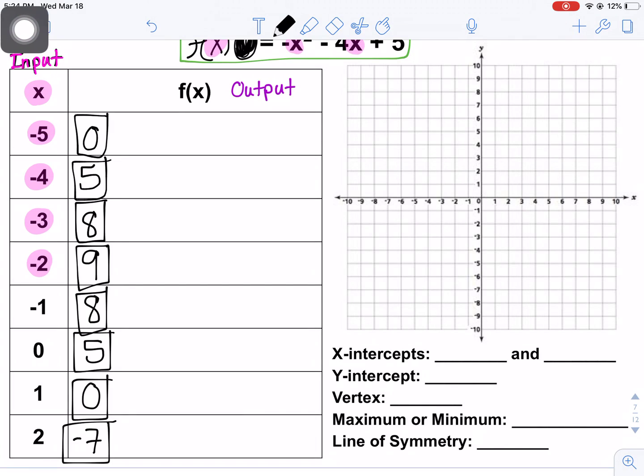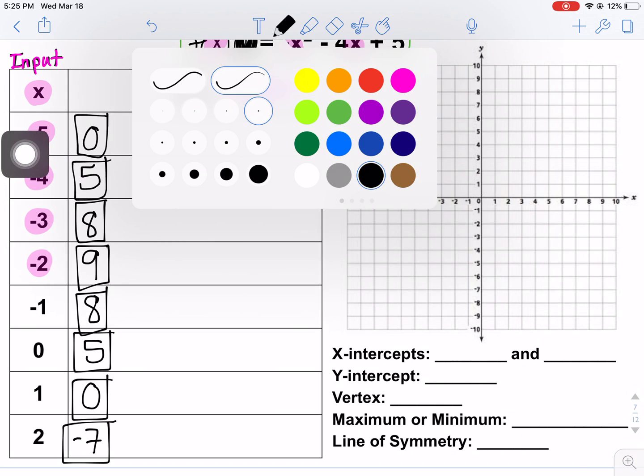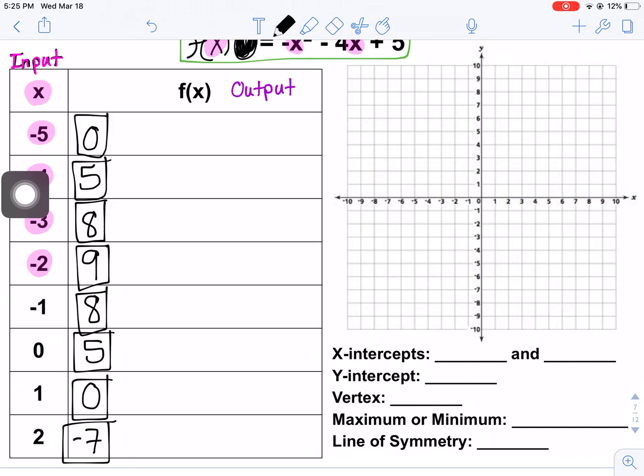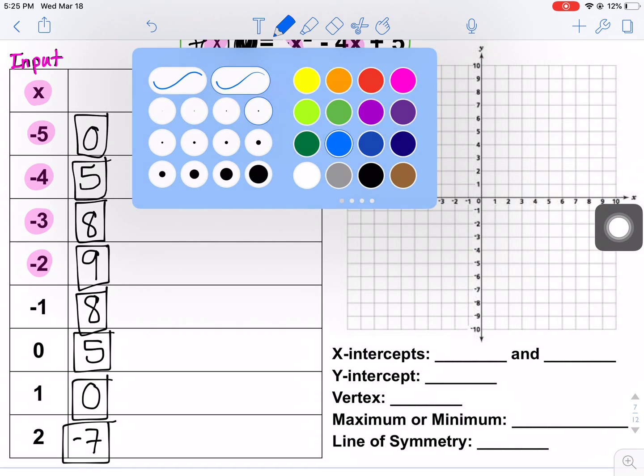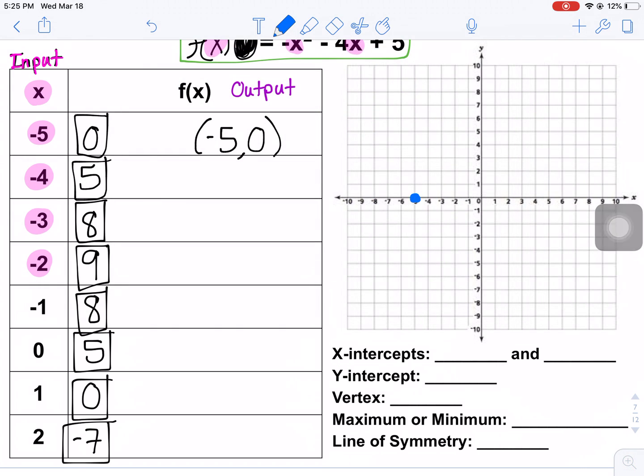So the next part of our video is on how to create a graph using our table. If we look on the top left corner, we have our first pair, -5, 0. We can actually even write that as a coordinate pair, (-5, 0). So on our graph, we're going to start at -5, and it goes up 0. So actually our first point is just (-5, 0).